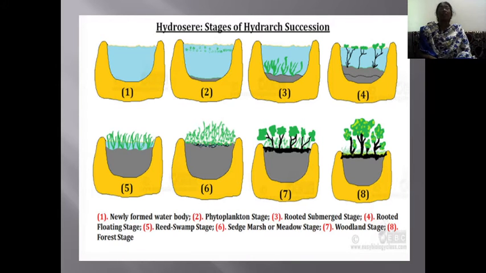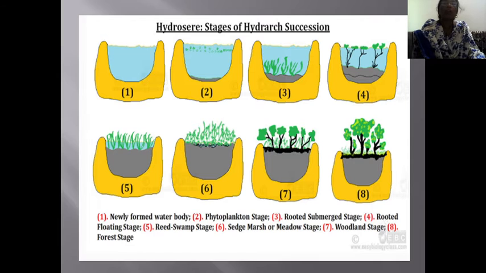This diagrammatic representation shows the various stages of hydrarch succession. The first stage shows a normally formed water body, for example a pond, an aquatic system, and in this aquatic system we can't observe any living form. But in that aquatic system serial changes as well as successions continuously take place, and at last the same aquatic habitat is converted into a woodland stage, and at last we observe a forest stage.